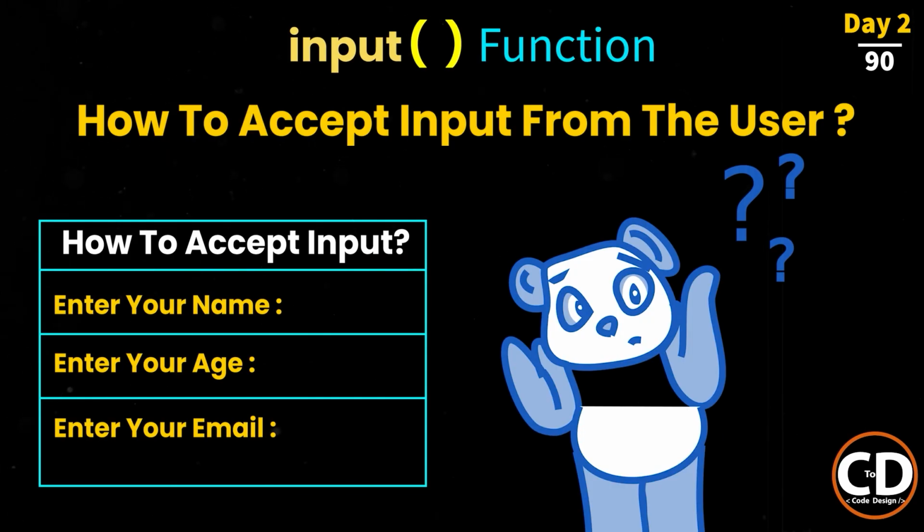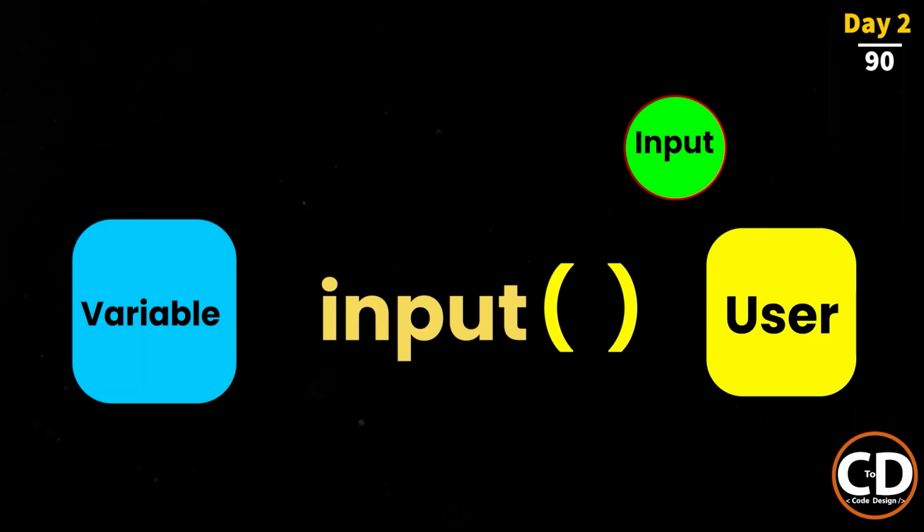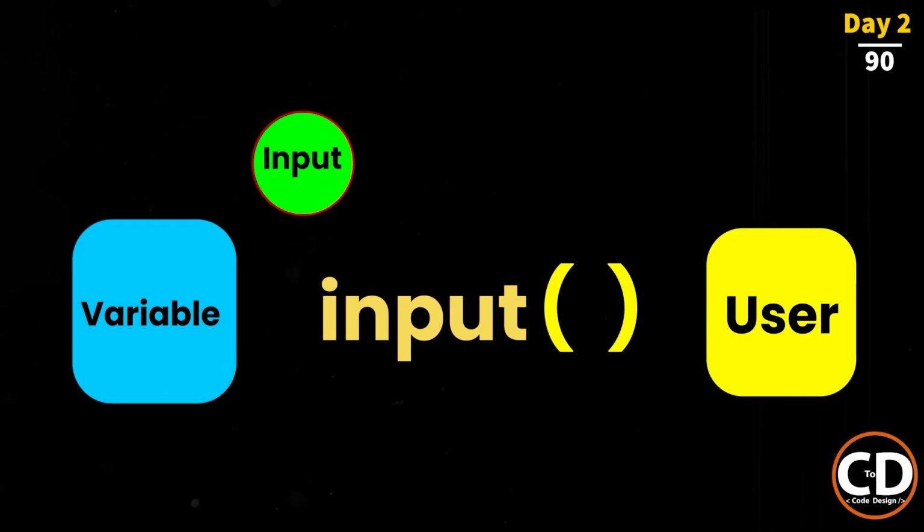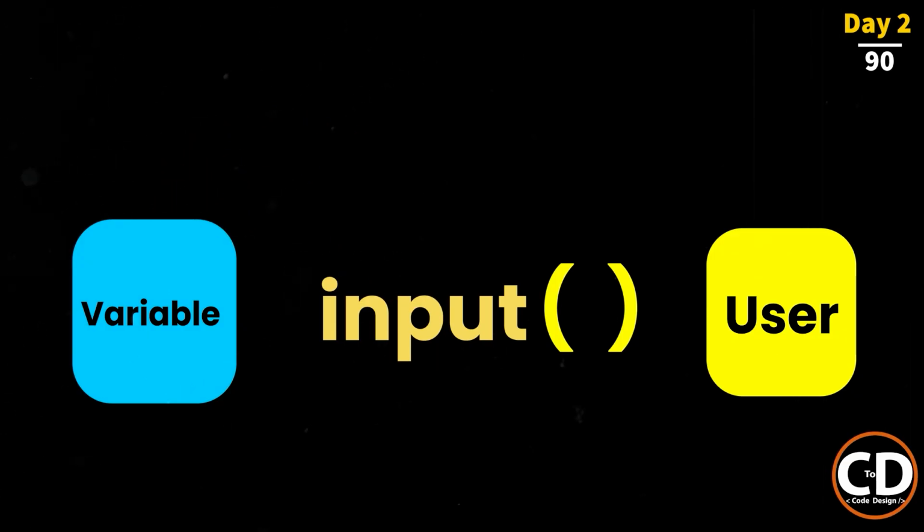First up, let's talk about the input function. Before we can do anything with data, we often need to get it from the person running our program. How do we do that? Well, the input function is our tool. It essentially pauses the program, displays a message to the user, and waits for them to type something and hit enter.